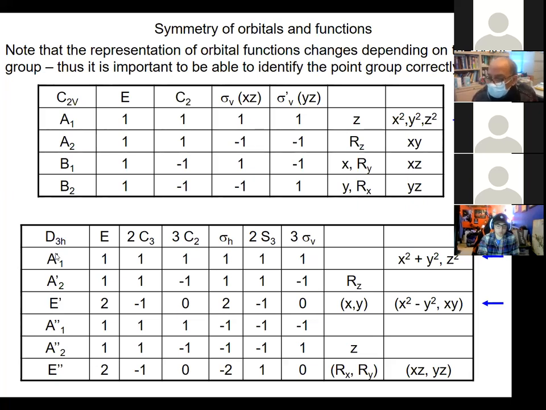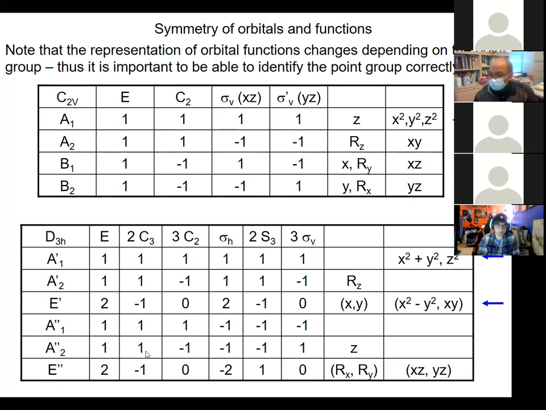What do we say about A? The characteristic of A is, if you have the highest order rotational axis of symmetry, for all A symmetry representations, that character should be 1. Which is true. If you look at A1 prime, it is 1, A2 prime, it is 1, A1 double prime, it is 1, A2 double prime, it is also 1.